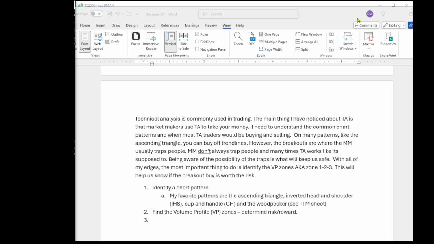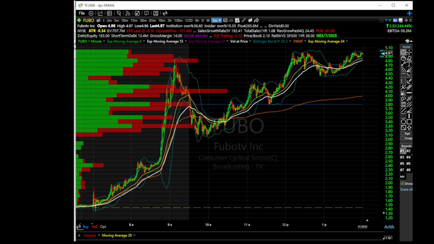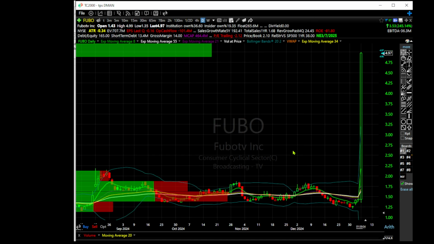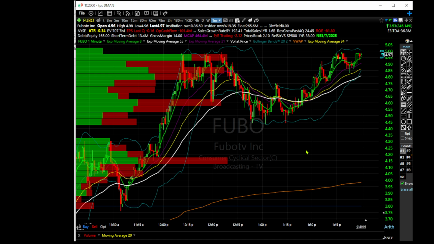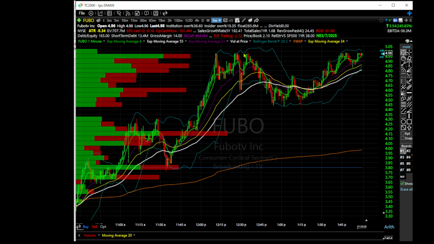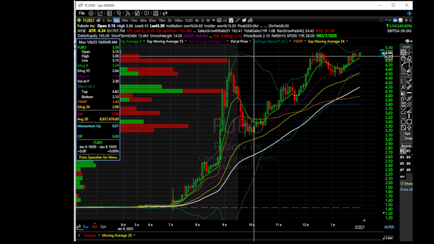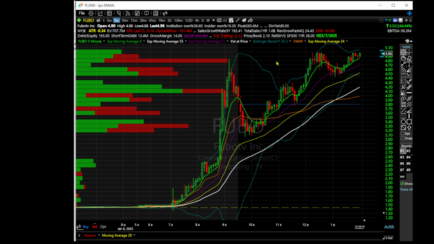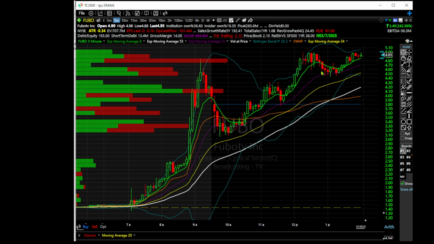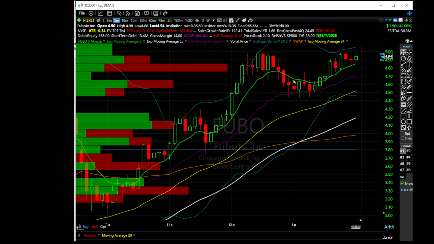All right, so I was playing Fubo earlier. So if I pull up Fubo and I'm like, let me check out this chart. What chart pattern do we have here, guys? Anybody tell me? On Fubo. It's kind of like an ascending triangle, right? You broke a little bit higher here, and you're getting your 1, 2. So if you wanted to say this one was a higher, you could call this a cup and handle, right?